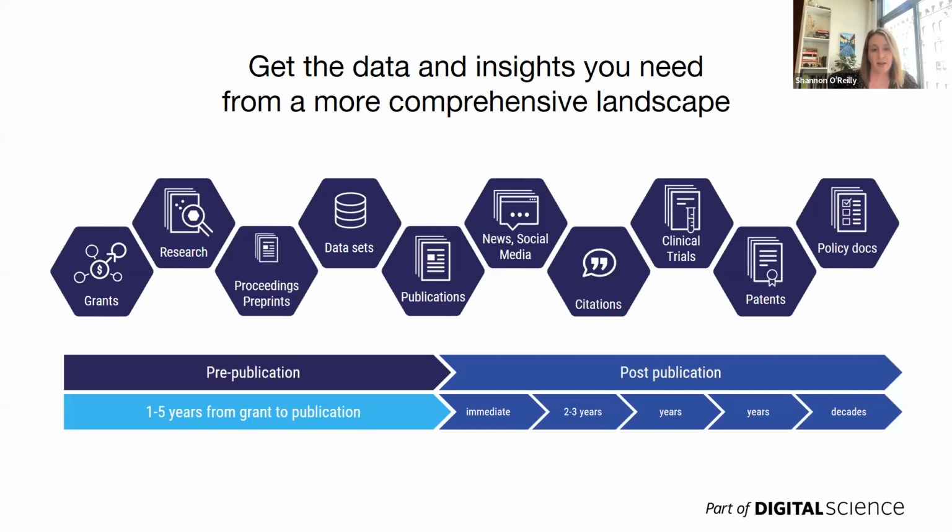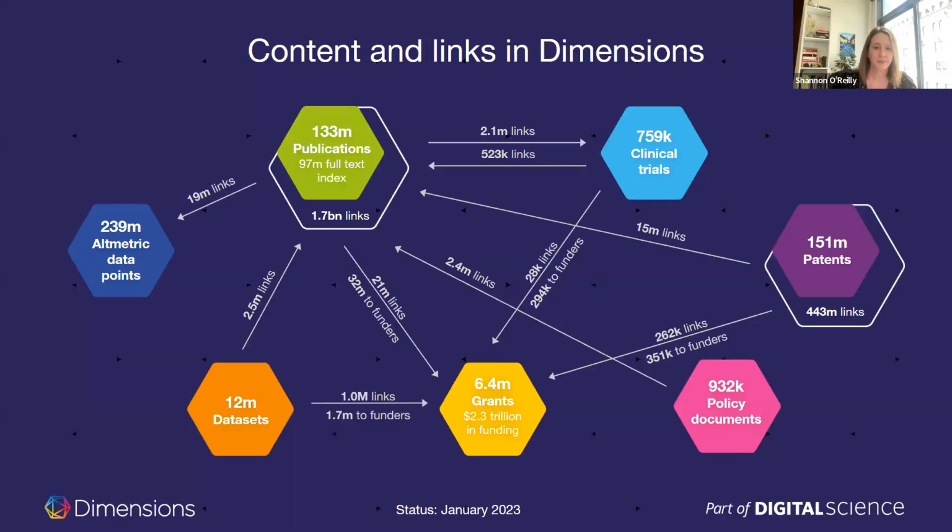Dimensions recognizes that the research ecosystem is much more than just publications. Content is generated pre-publication. There's lots of activities such as grants, data sets, conference proceedings, and preprints. Even before citations accrue, we also have online attention like social media, news mentions, and Wikipedia, which is also captured by Dimensions via Altmetric. We, of course, have citations, but we're also looking at post-publication activities such as clinical trials, patents, and policy documents. Looking at all of these content types, we get a much broader and richer picture of the research ecosystem.